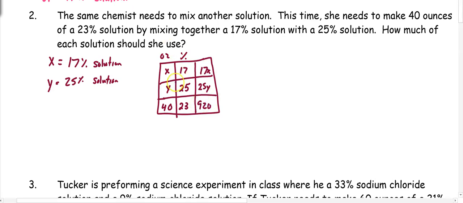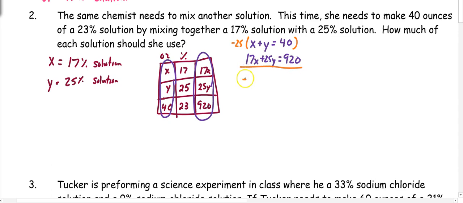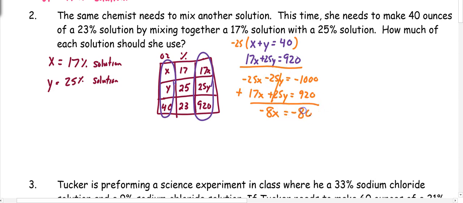Again, we're going to use the first column and the last column to solve for x and y. So we have x plus y equals 40, and 17x plus 25y equals 920. This time I'm going to decide to eliminate my y's. In order to cancel out with a 25, I need to multiply by negative 25. So I get negative 25x minus 25y equals negative 1,000, and 17x plus 25y equals 920. When I add straight down, I get negative 8x, the y's cancel out, equals negative 80.